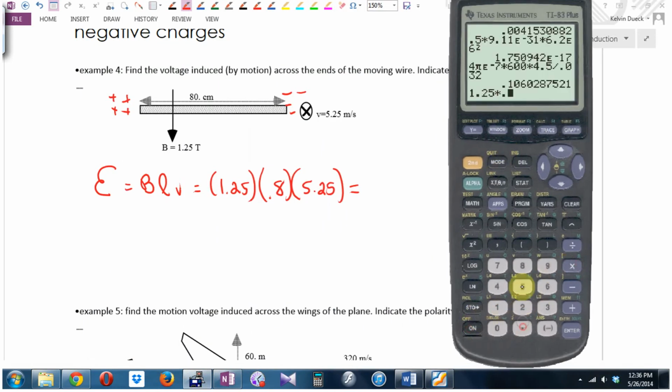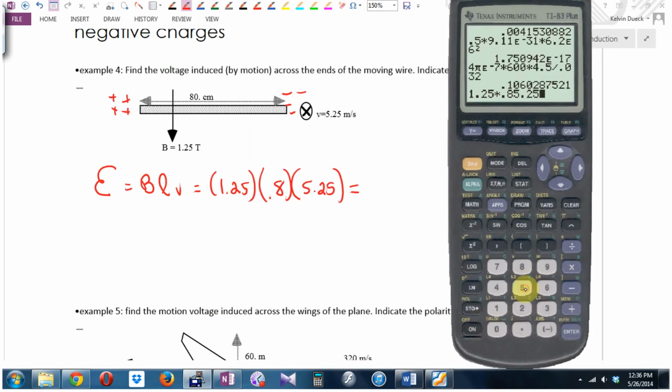1.25 times 0.8 times 5.25. I'm missing a times there. 1.25 times 0.8 times 5.25. Oh, nearly a 6-volt battery. Close. 5.25 volts. Is that right? Double check me. Yeah.